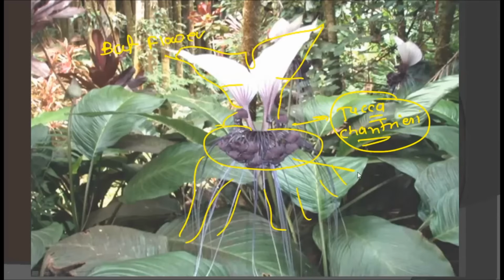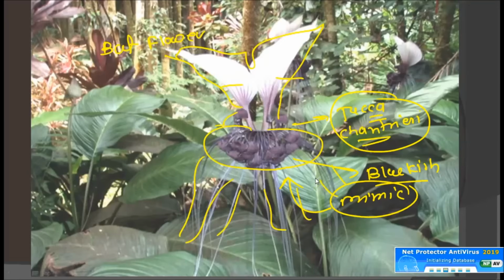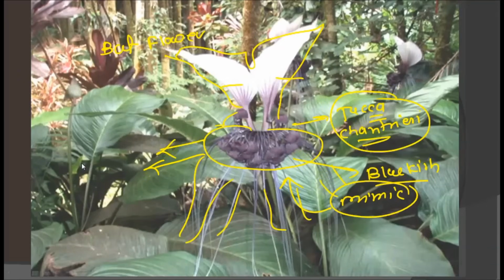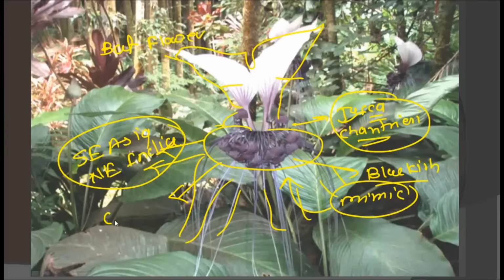That is, these plants produce very dark purple or blackish flowers which mimic the bats. Now, mimicking the bats may have certain evolutionary advantages for these flowers. These flowers are found in Southeast Asia and Northeast India. So if you are interested, you can find more information about this flower. And if you find something interesting about this bat flower, please mention that information in the comment box so that others can read it and get knowledge about the bat flower.